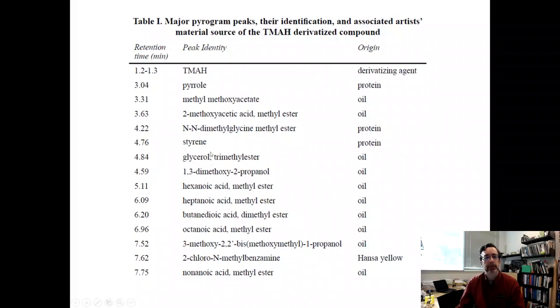They found glycerol, they found styrene, and they can say what these little chemicals are actually associated with. They found a lot of chemicals that are associated with oil, and they found one chemical that's associated with Hansa yellow, this 2-chloryl N-methylbenzamine. That is Hansa yellow. And so they found that exact structure. This strengthens their previous spectrum, where they said they think there's some Hansa yellow here. Again, 2 pieces of evidence are better than 1.